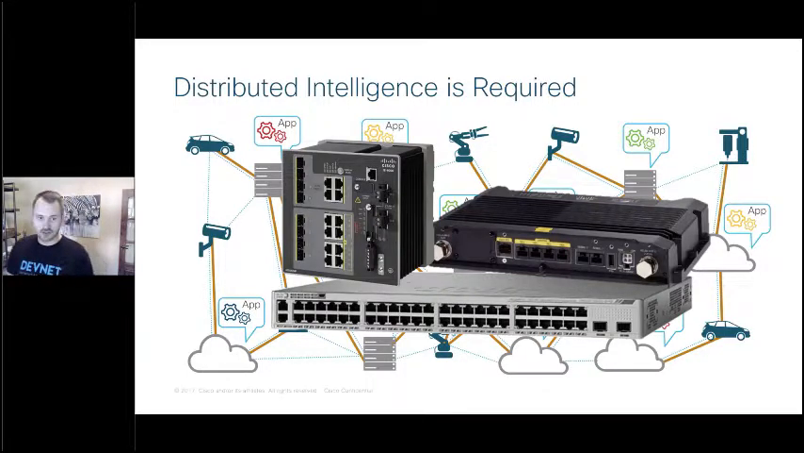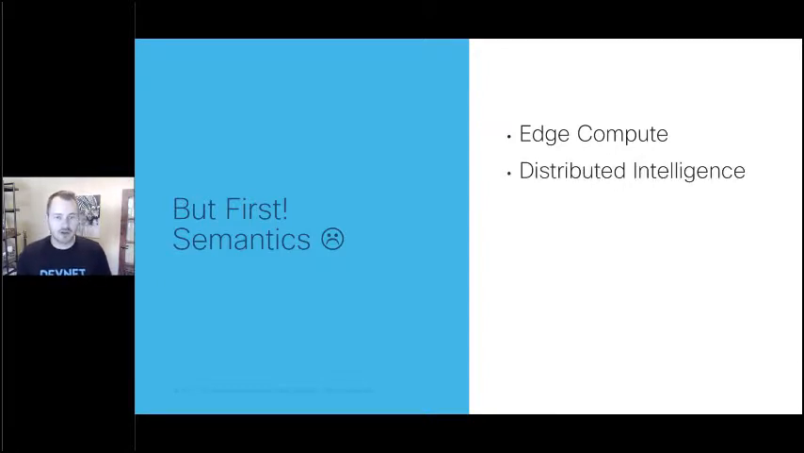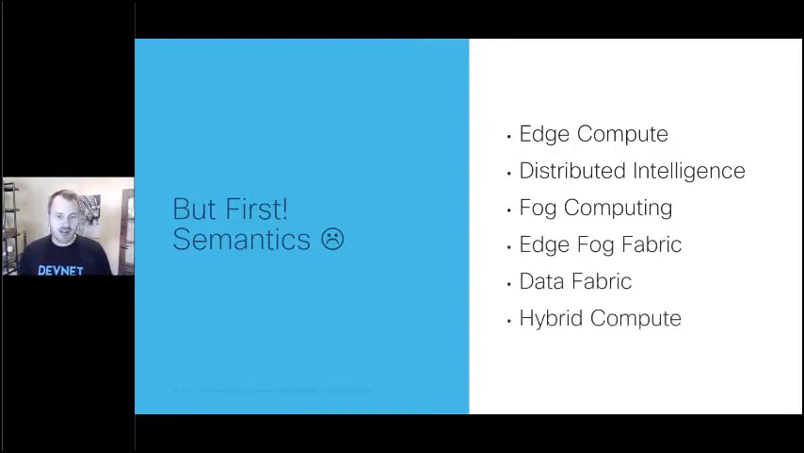So let's dive into distributed intelligence, or edge compute, just a little bit further. But first, we have to talk a little bit about semantics. Unfortunately, the entire industry is picking many, many different names for this construct of computing somewhere other than the cloud and other than the data center. We would call that edge compute. You'll hear it called distributed intelligence. Maybe one of the more popular ones at Cisco is fog computing, edge fog fabric, data fabric, hybrid compute. These are all terminologies that are the exact same thing. They mean that we are running a compute workload somewhere other than a designated traditional server in a data center or in a public cloud provider.